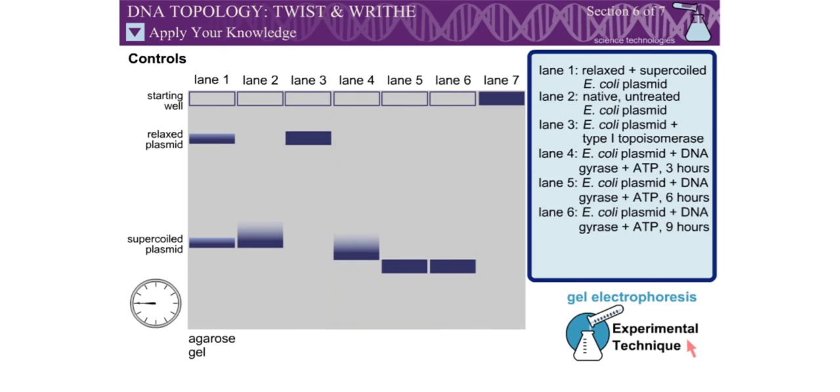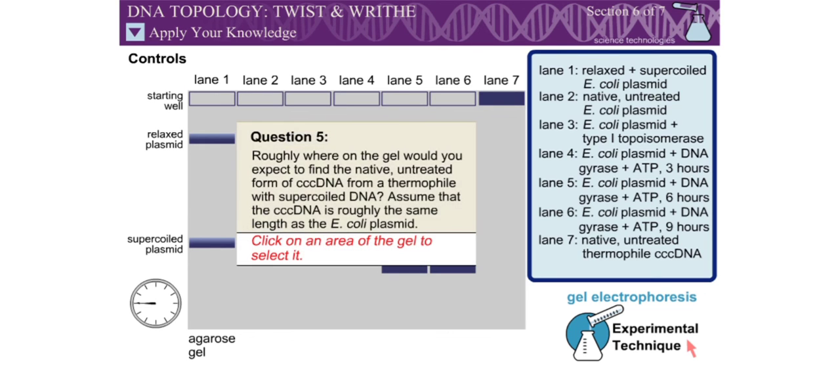Question 5. The only organisms that have been shown to have positively supercoiled DNA are certain thermophiles, microorganisms that live under conditions of extreme high temperatures. Roughly where on the gel would you expect to find the native, untreated form of cccDNA from such a thermophile? Assume that the cccDNA is roughly the same length as the E. coli plasmid.